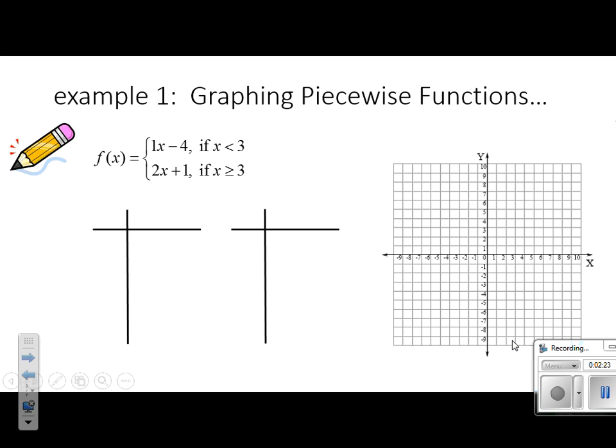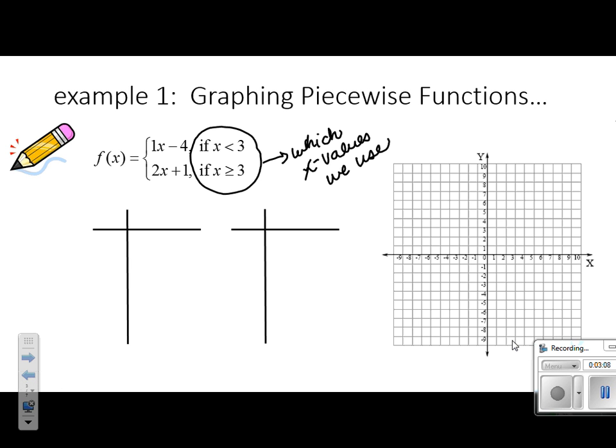All right, so we are going to graph this piecewise function. It says f of x is equal to 1x minus 4 if x is less than 3. And then it says I also want you to graph a piece of a different function, 2x plus 1, if x is greater than or equal to 3. So what you need to know is that these just tell us which x values we will use. It doesn't tell us that we're going to have dotted lines or solid lines. It basically tells us which x values we're going to use.